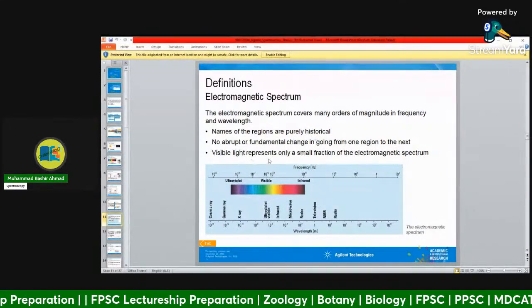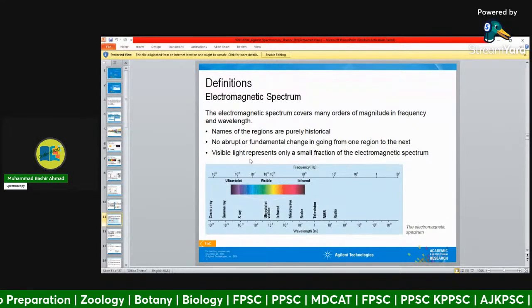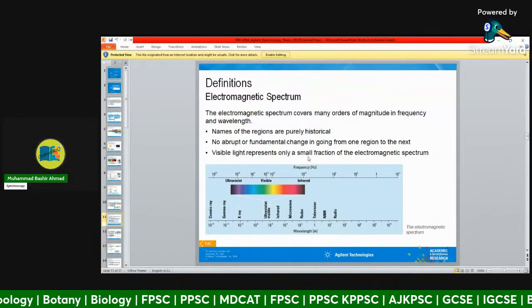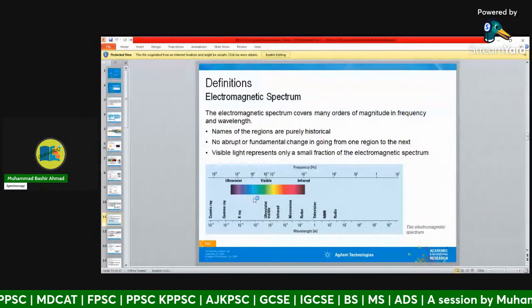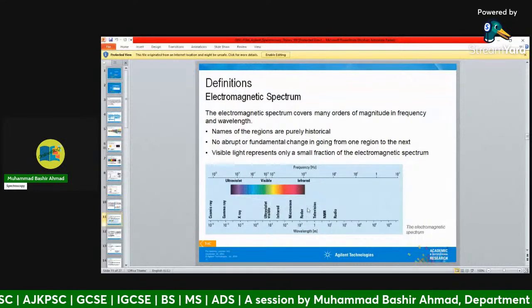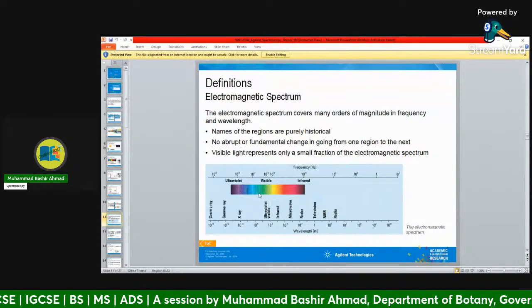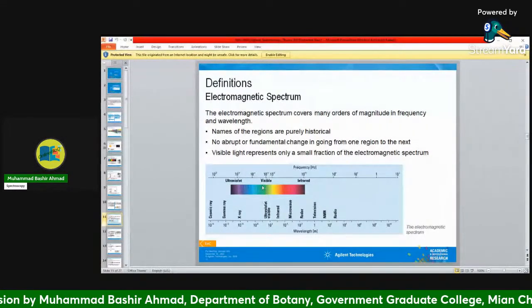Visible light represents only a small fraction of the electromagnetic spectrum, and we should know that. Here we can see the electromagnetic spectrum, and visible light is only a small portion of this spectrum.